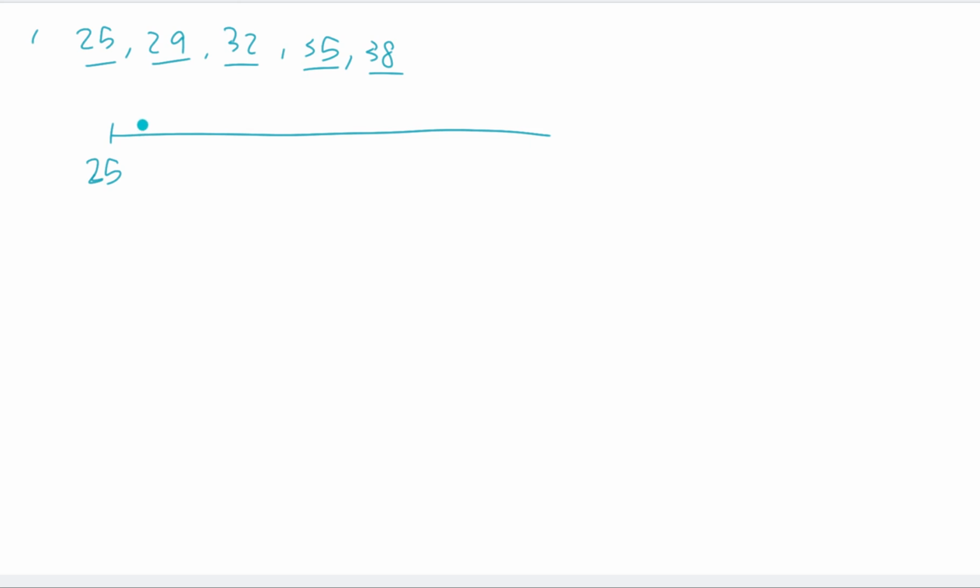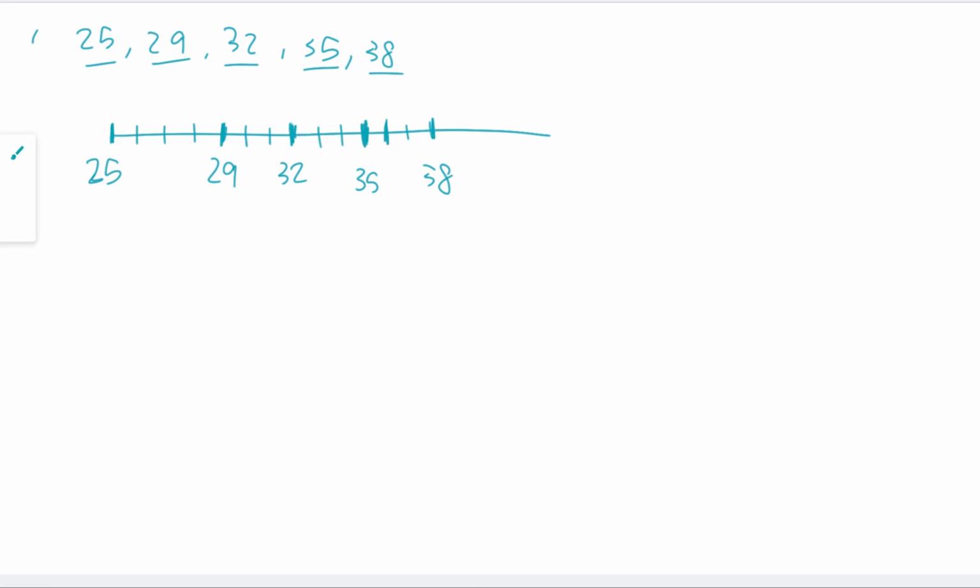Okay. So I'm just gonna go in the equal scale here. 25, 26, 27, 28, 29. I will just mark it here. 29, 30, 31, 32, 33, 34, 35. This is 35. 36, 37, 38. So I marked the important numbers here: 25, 29, 32, 35, and 38.